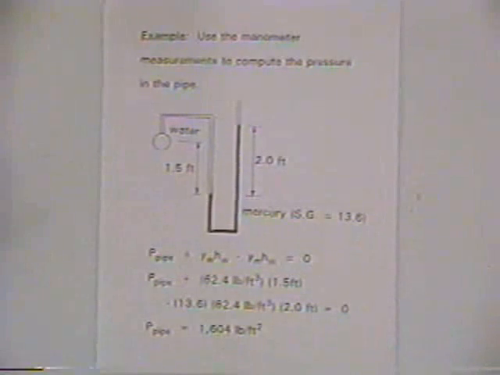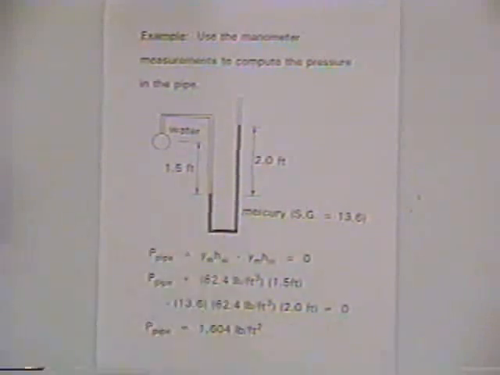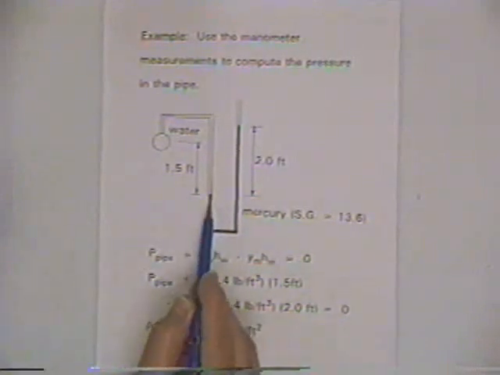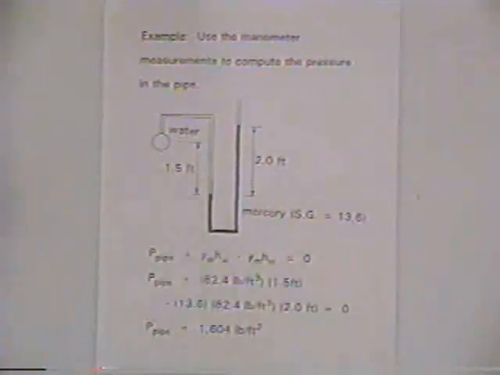Mercury doesn't rise nearly as much as water since it has a much greater density. So in many cases, we'll use mercury in a manometer. What we read is where the meniscus of the mercury is here and here, and there's a 2 feet difference. From that 2 feet difference, we can compute the pressure in the pipe.